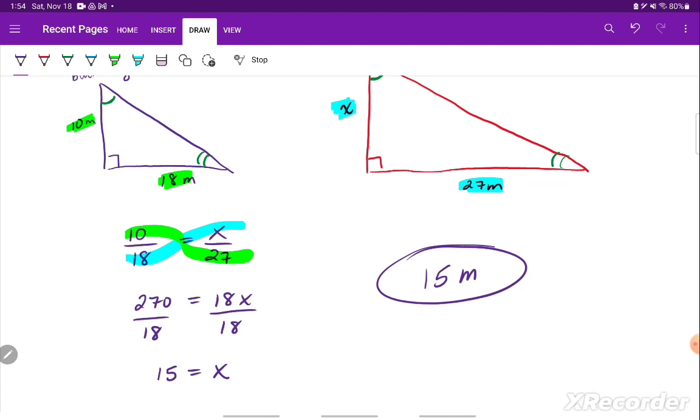The key thing to remember with similar triangles is that they have the same angle measures and their sides are proportional.